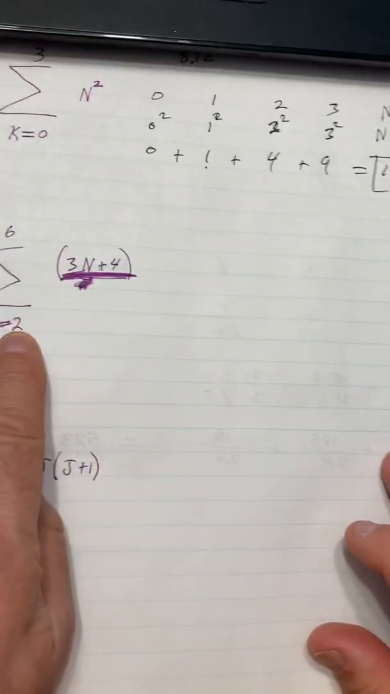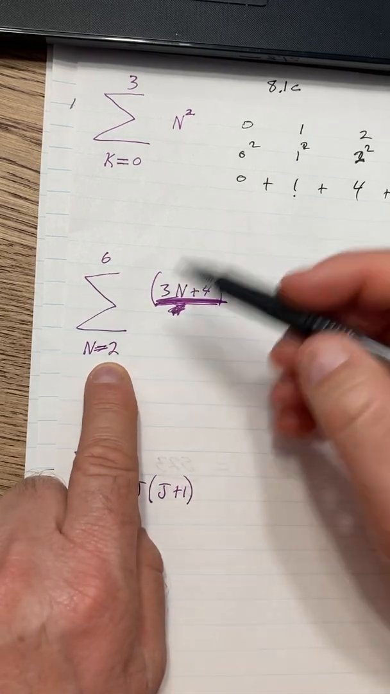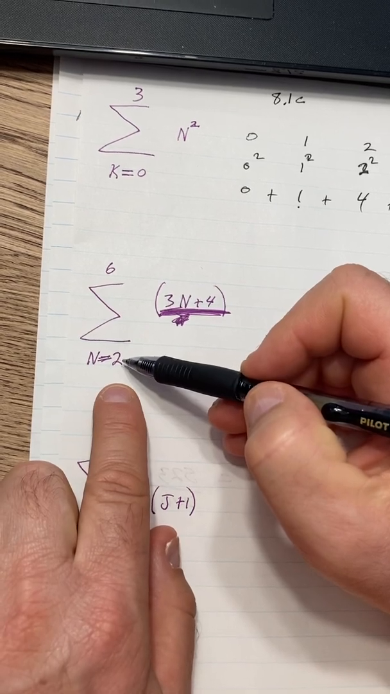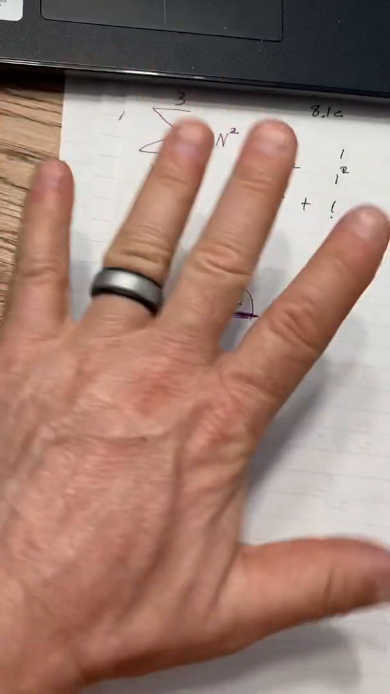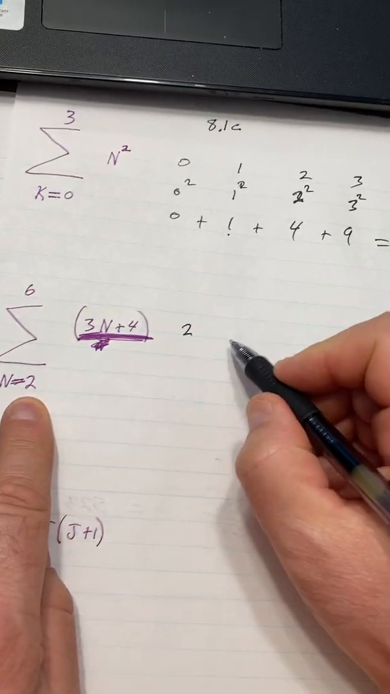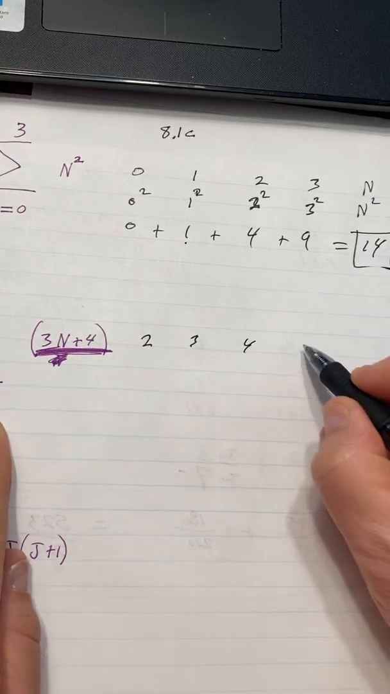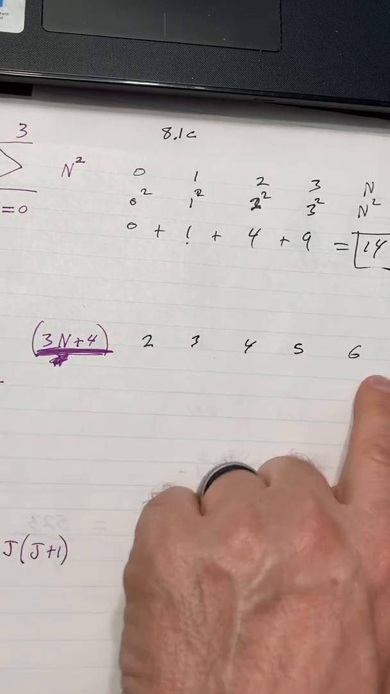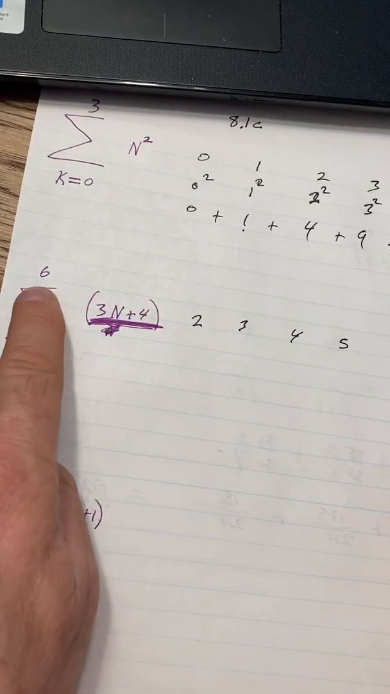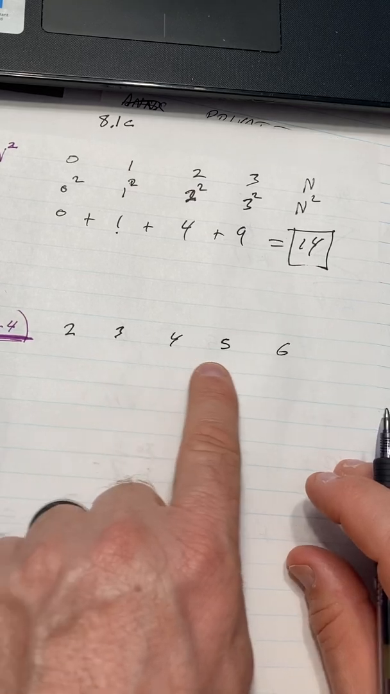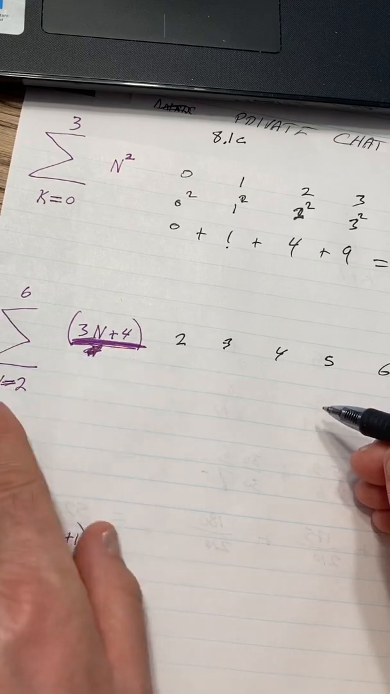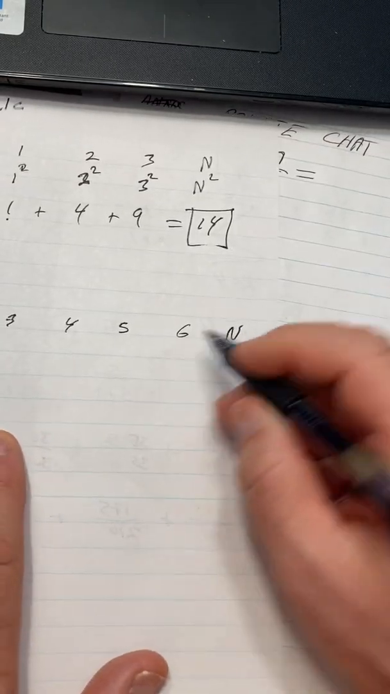So, next one. How many terms are there going to be? Upper minus lower limit. 6 minus 2 is 4. Plus 1 is 5. You should have 5 terms. Start at 2, and then go to 3, 4, 5, 6. The upper limit is 6, so I stop at 6. I start here, I end there. In this case, the letter is n, so it's the nth term.